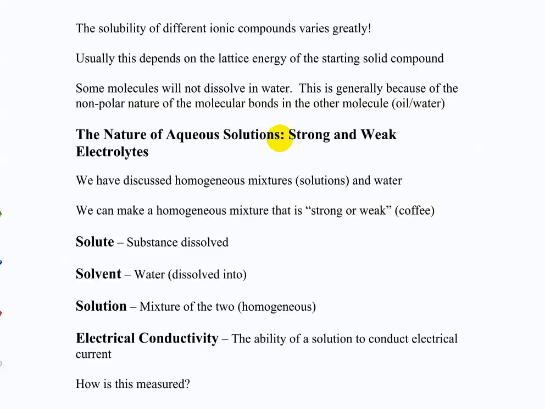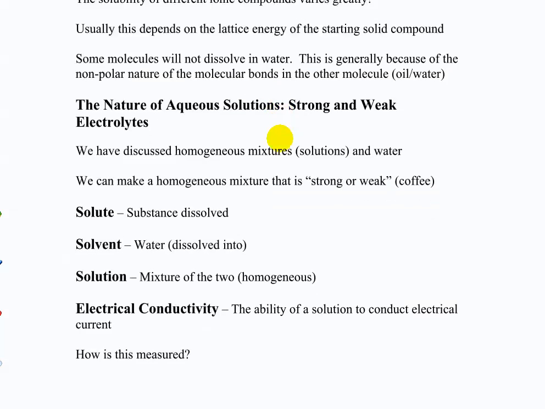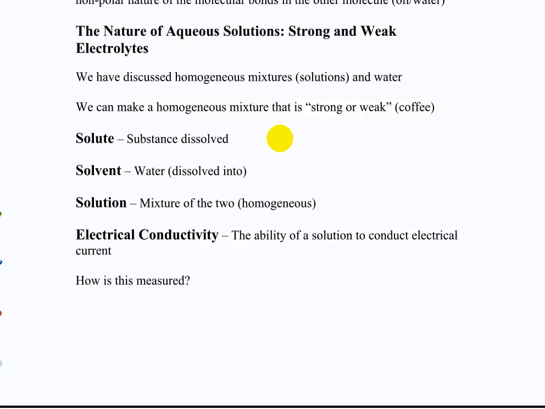They can't form those solvation spheres. And so instead they stay together and they don't dissolve. And that's why things that don't dissolve in water don't dissolve in water. You need other solvents.